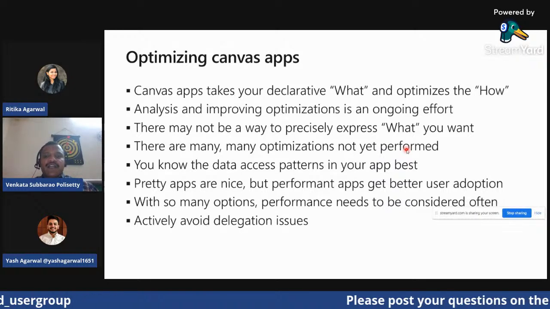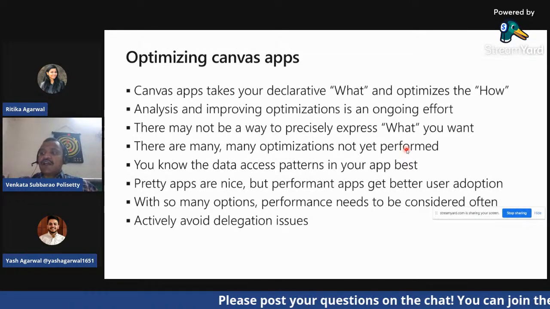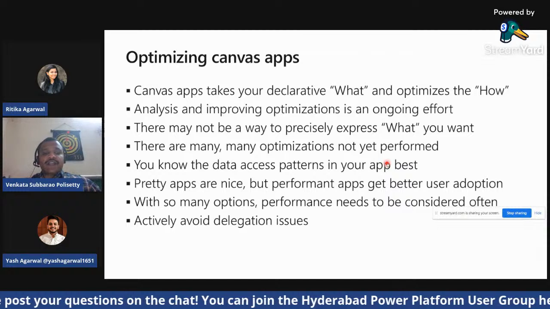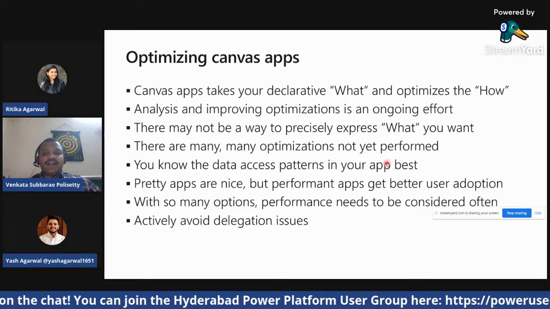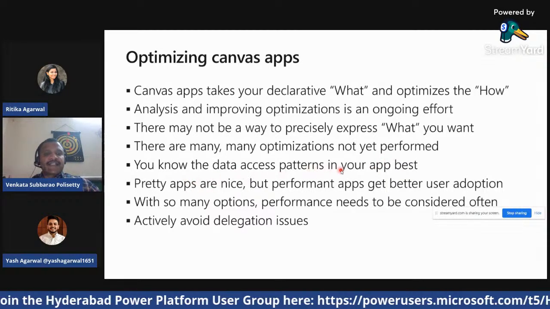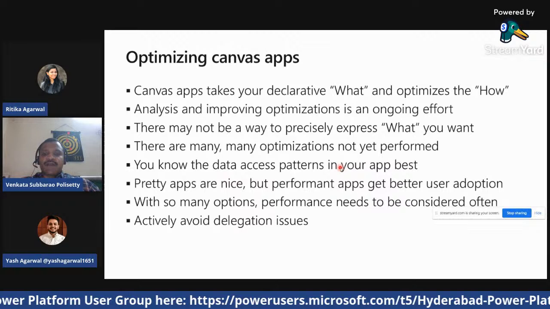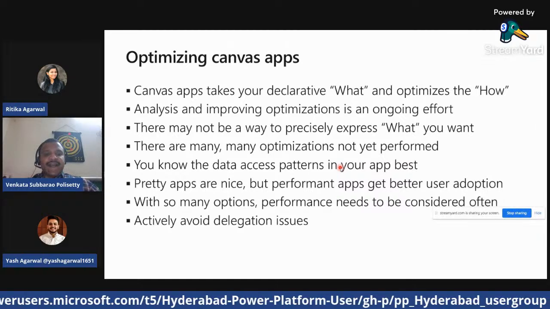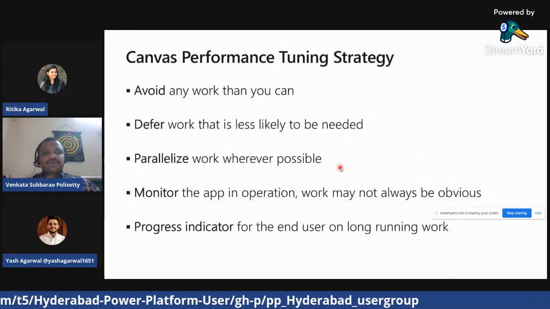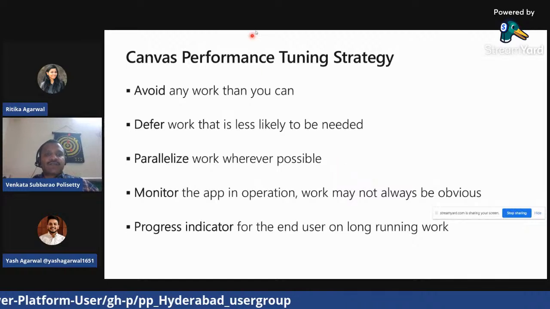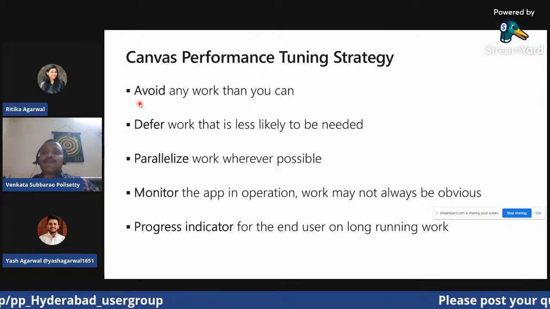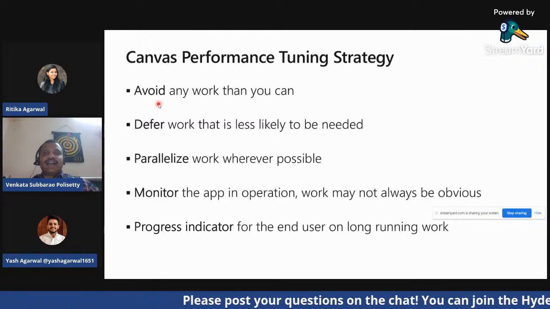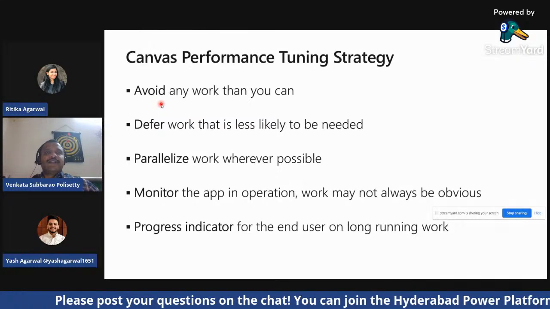In a Canvas app, the user will have certain limitations, where most things are managed internally. You should know about data access patterns. Pretty apps are nice, but performant apps get better user adoption. With so many options, performance needs to be considered often, and you should actively avoid delegation issues. So these are the things for Canvas performance tuning strategy. Don't blindly go for Canvas apps just because they are present. First, look at the customer requirement and then take action on which one to go with.